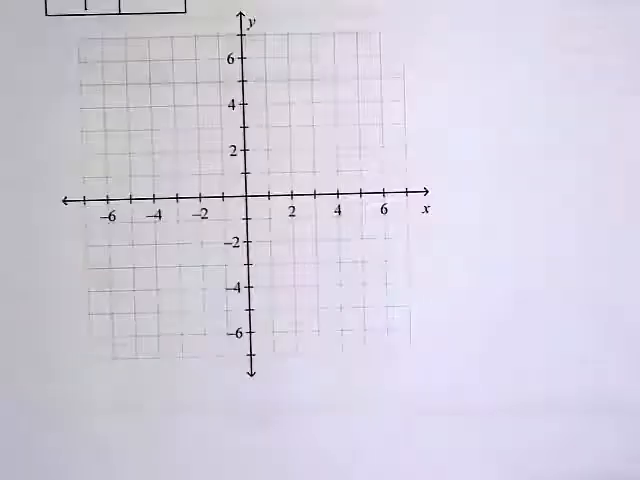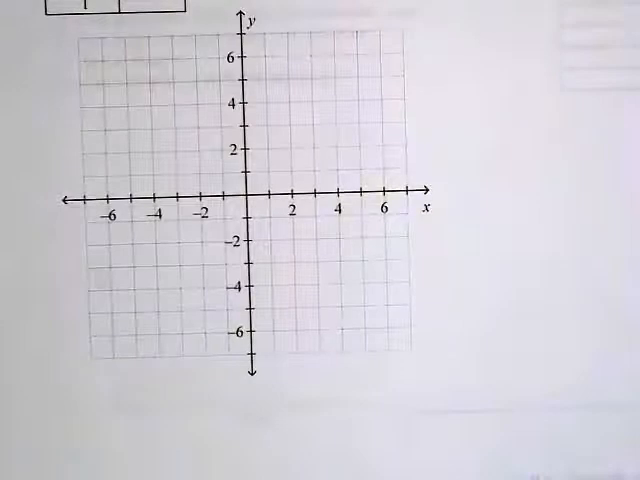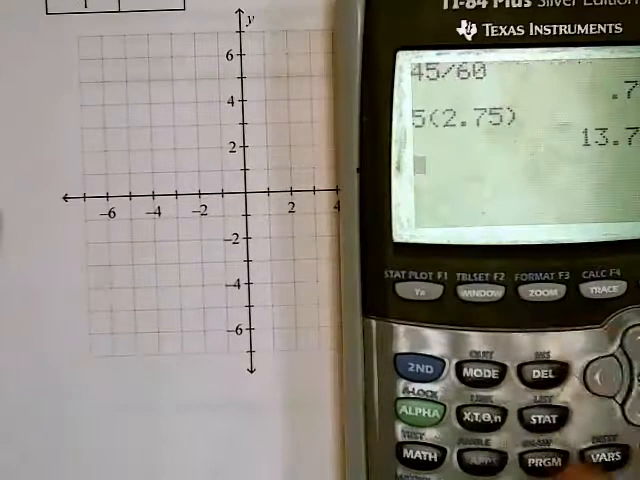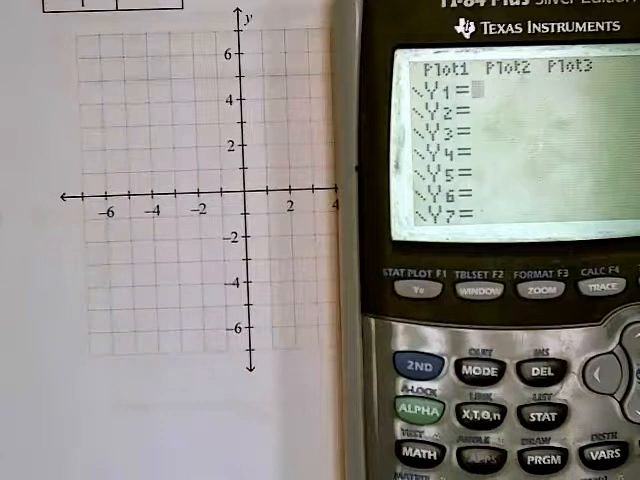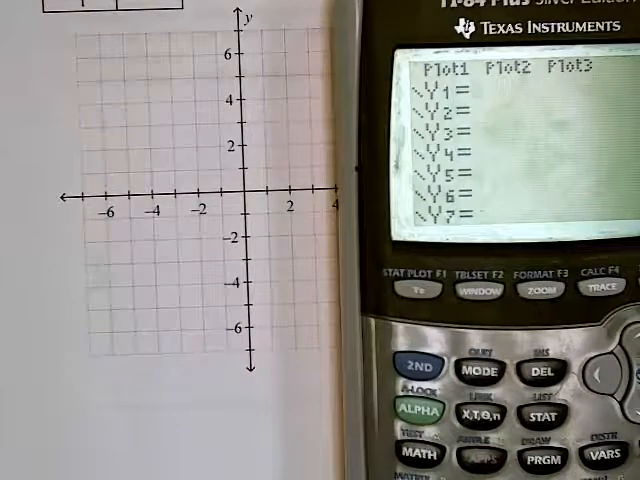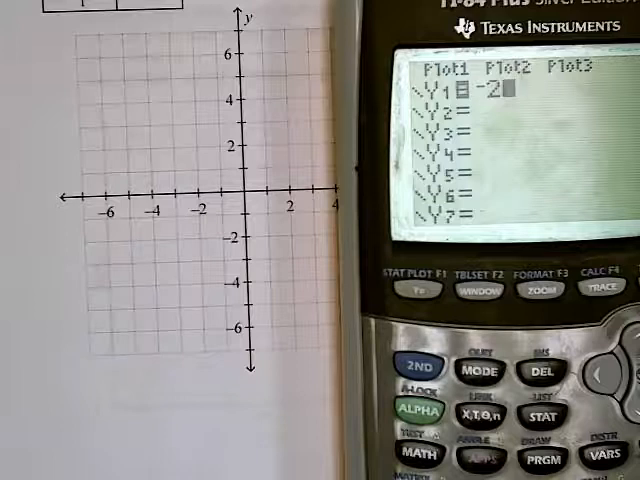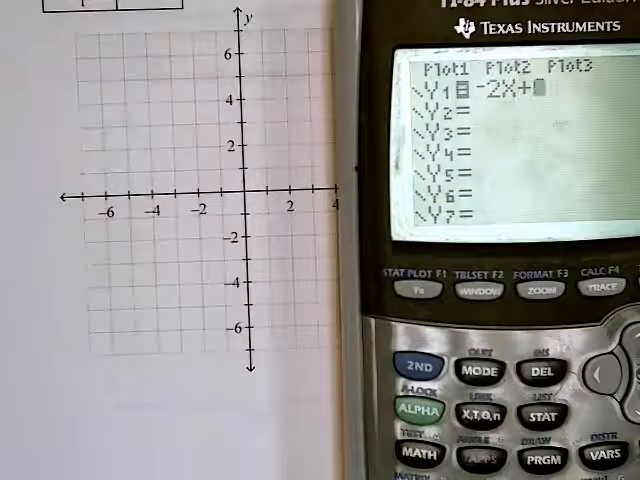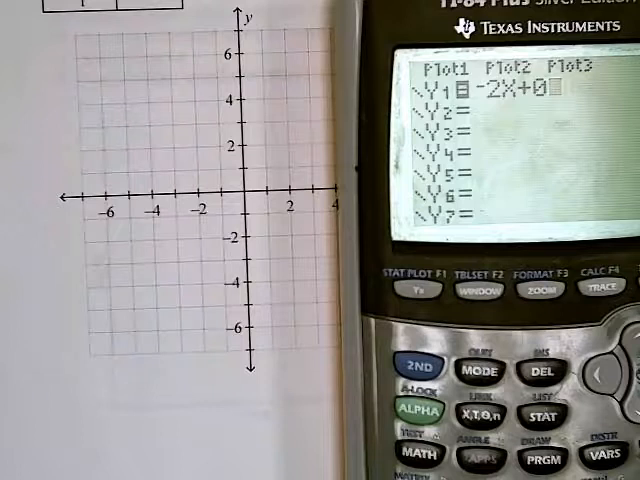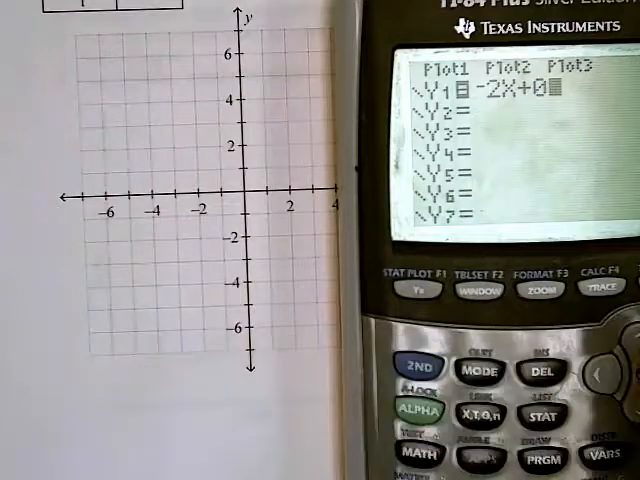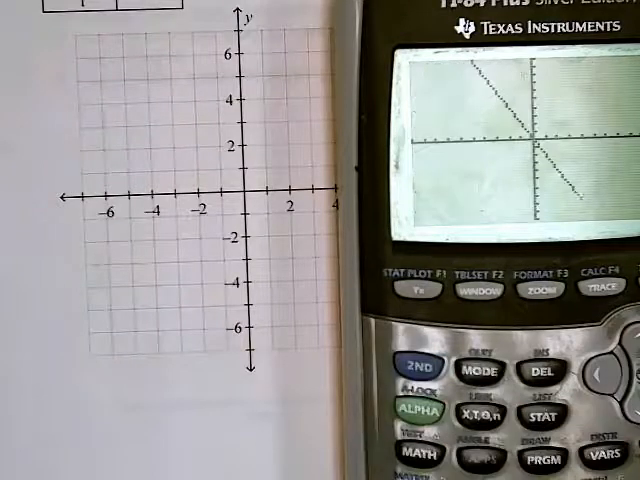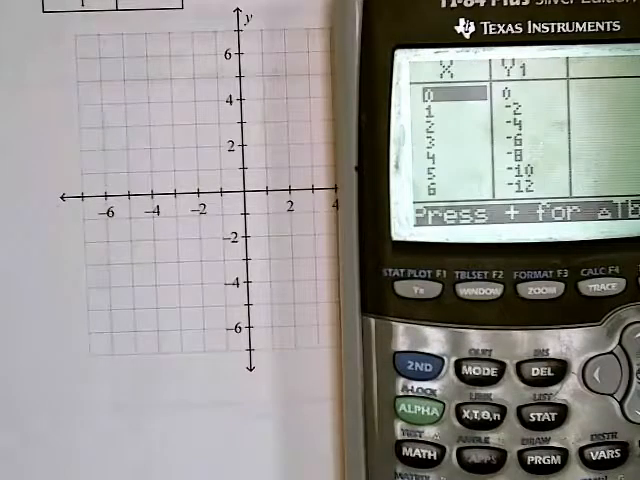Okay, 18. Model the function rule with this and give a table of values. So here we go. We're going to go to y equals. Everybody get their calculator ready. Go to y equals. Put in negative 2x plus 0. You don't have to put the plus 0, but since they put it in there, we will. There's your picture, but let's go to the table. I think it's going to be more helpful.